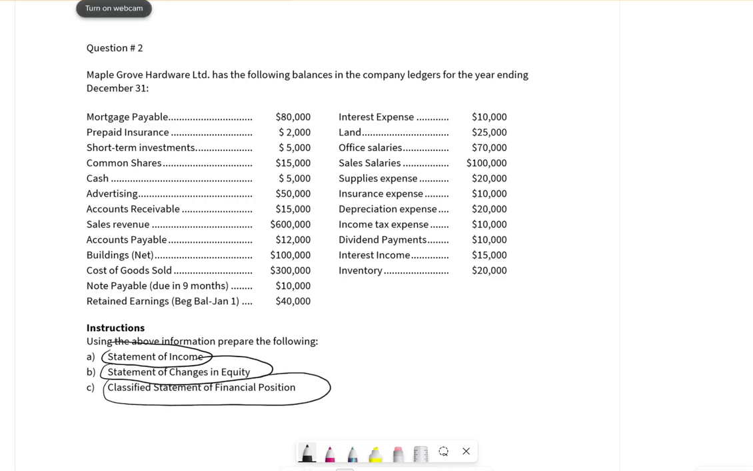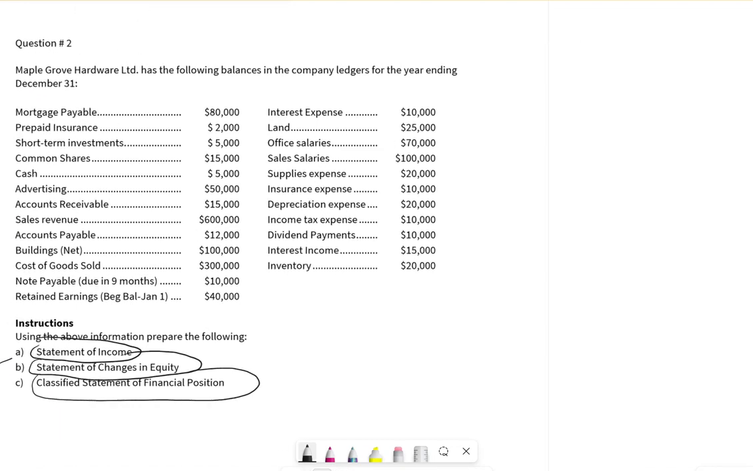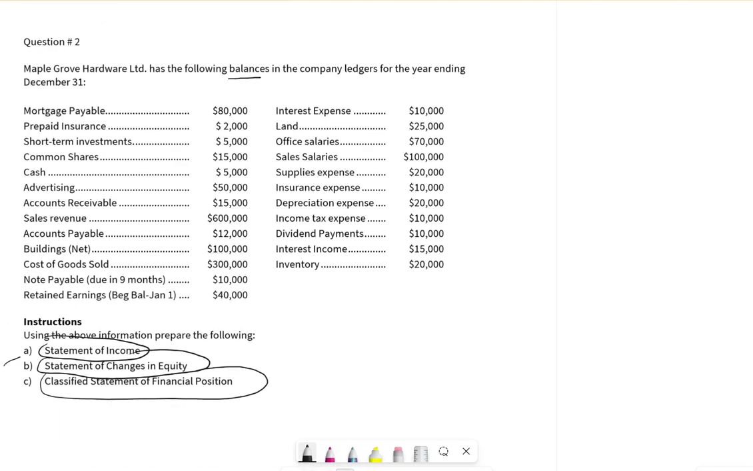They are done in this order. So if they're done in this order, the first thing you're going to look at is the statement of income. This is what is given to you: the following balances in my ledger account. From this ledger account, we are going to take them and put them under the statement of income, statement of equity, and statement of financial position. So they have to be done in order.